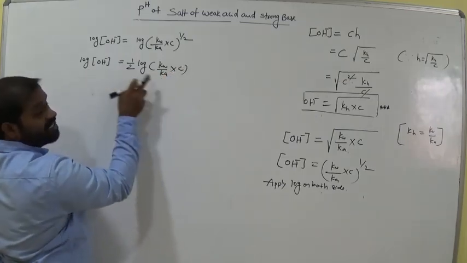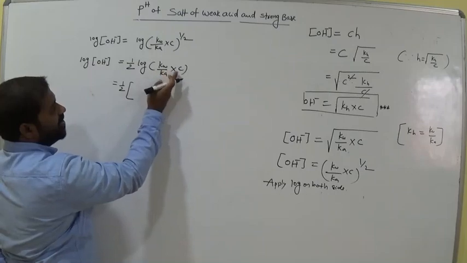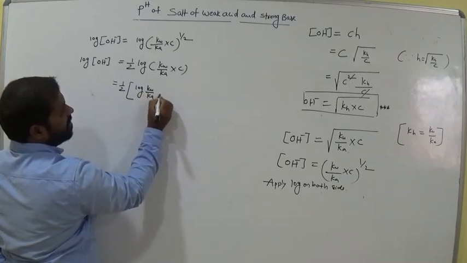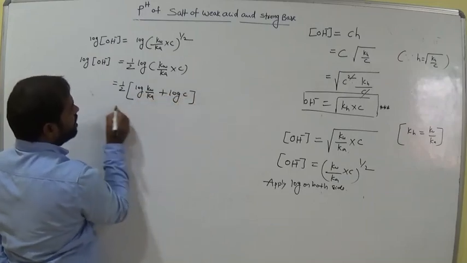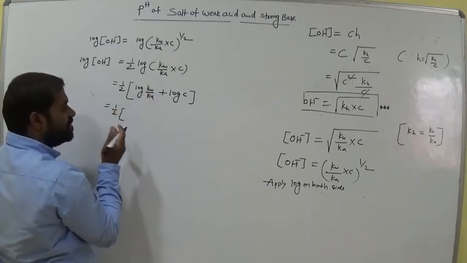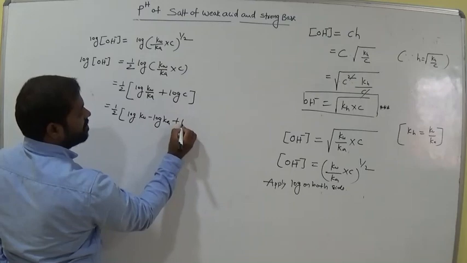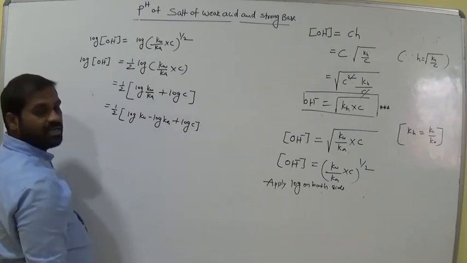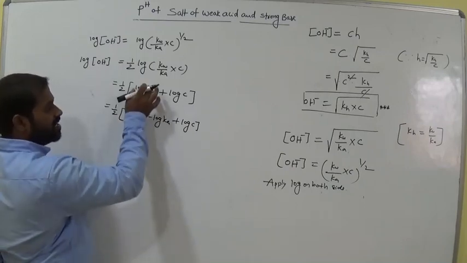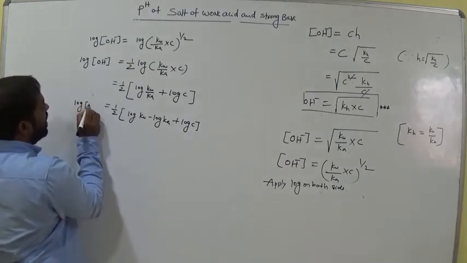Here we have base 10, remember that, base 10. Now log A into B means log A plus log B. Again, log A by B means log A minus log B, and this is log C. So log of A by B times C means log A minus log B plus log C. Clear? So now this is log OH minus, with the 1 by 2 factor.